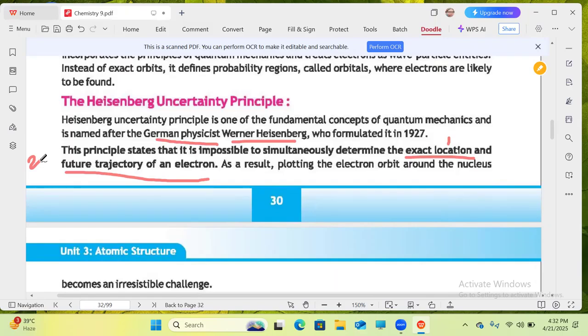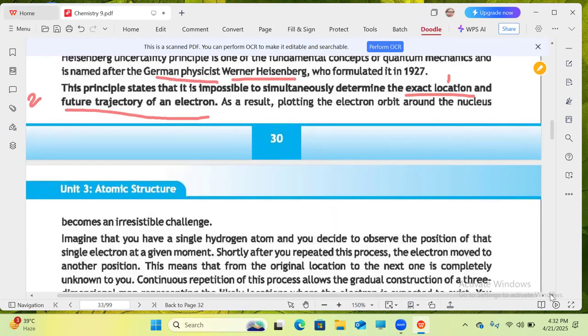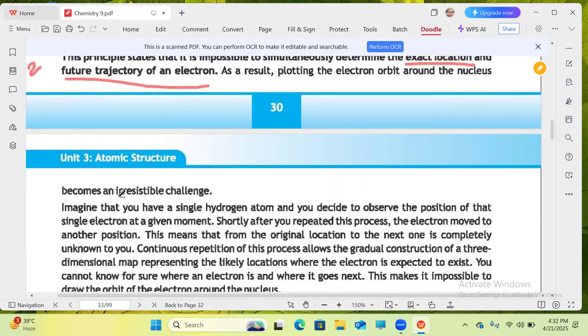So what Werner Heisenberg says is that it is impossible to simultaneously determine the exact location and future trajectory of an electron. As a result, predicting the electron's orbit around the nucleus becomes an irresistible challenge. What do you know about irresistible challenge?